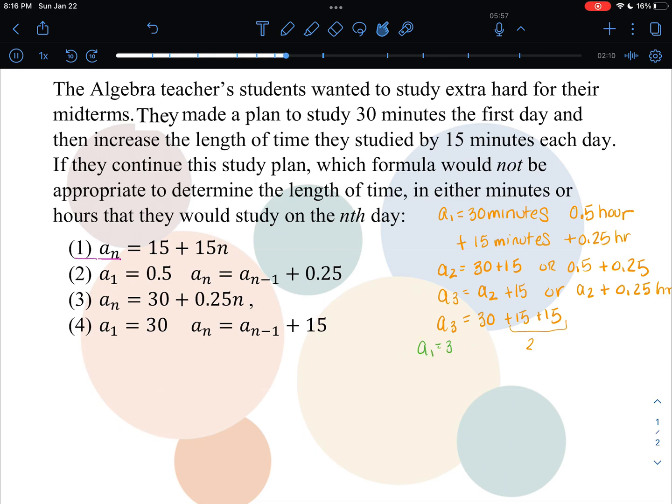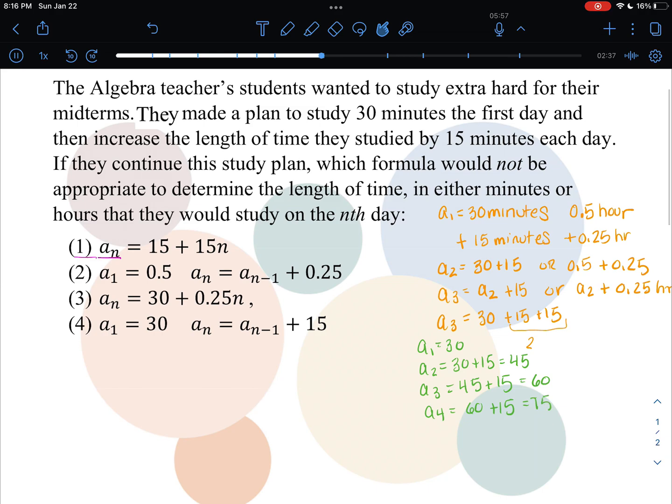A1, I'm studying for 30 minutes. A2, I'm studying for 30 plus 15 minutes, which equals 45 minutes. A3, I'm going to be studying the 45 minutes plus an additional 15 minutes. A4, that equals 60 minutes plus the 15 minutes, which is going to be 75 minutes.